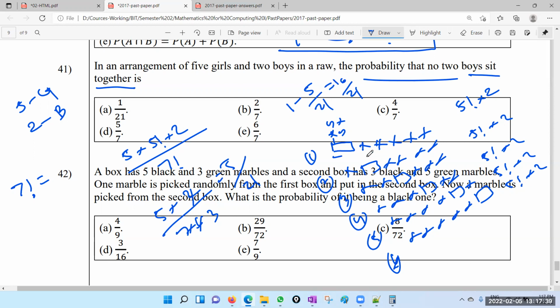So we have all together 5 girls and 2 boys. Two boys here, two boys here, two boys here, two boys here, 1, 2, 3, 4, 5. So in this arrangement, we can change them in 5 factorial ways.